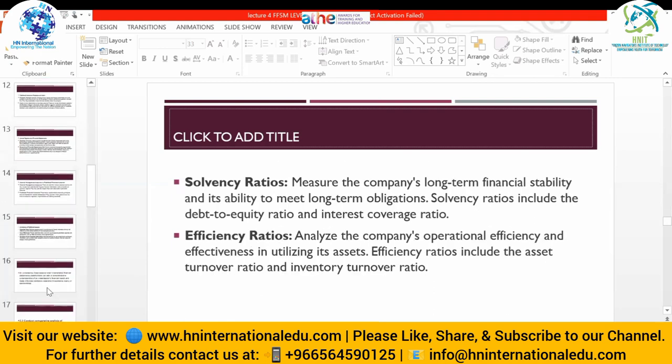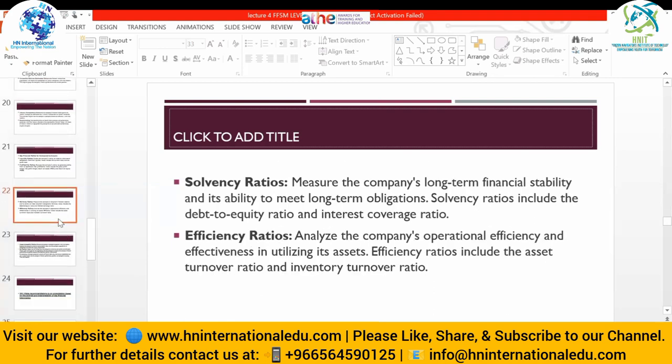Then we have solvency ratios. These measure the company's long-term financial stability and its ability to meet long-term obligations. Solvency and liquidity are both about how much cash the organization has in hand. The only difference is that liquidity covers the short term and solvency covers the long-term obligations. They include the debt to equity ratio and interest coverage ratio because we are dealing with long-term stability.